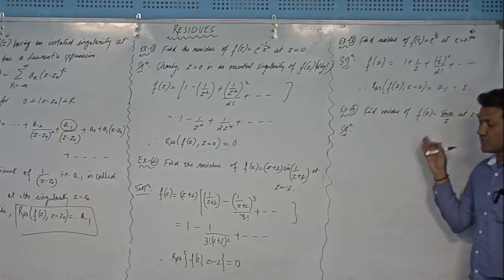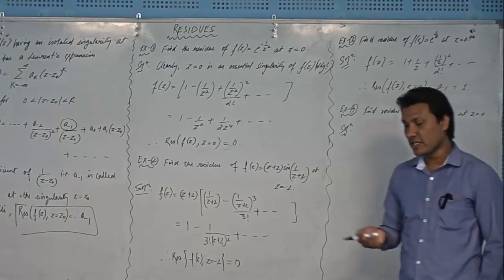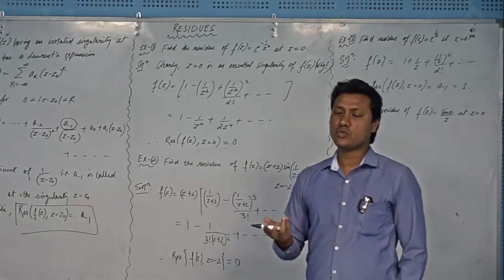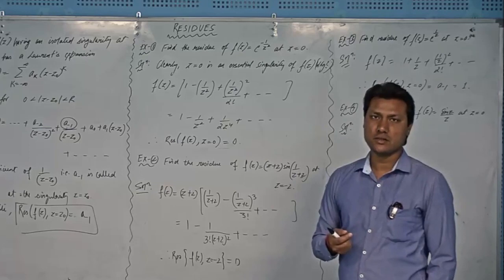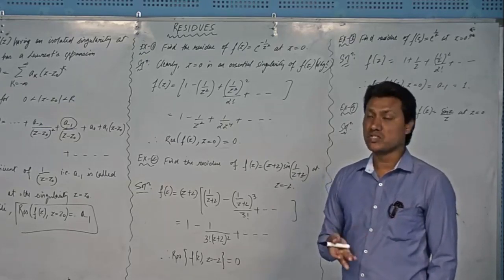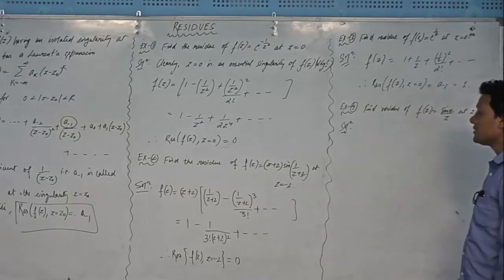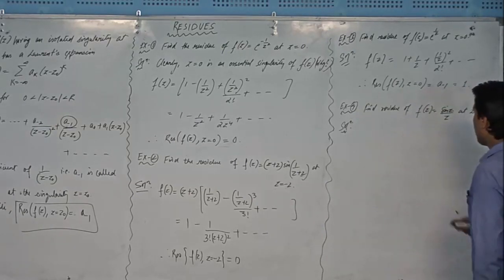In that case this function will become analytic, and if a function is analytic, you cannot have negative powers of z. So eventually there will be no negative power of z, the 1 by z coefficient, that is a minus 1, will be absent, and I think the residue will be 0. So let us see what happens here.